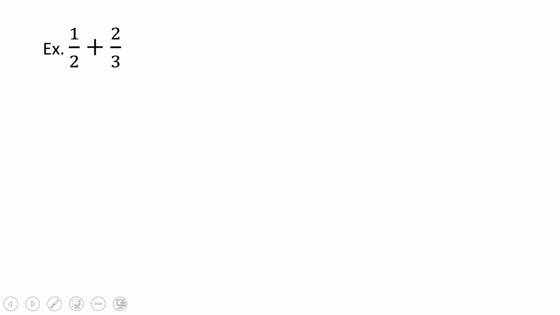Let's have another example. Here we have 1/2, or some people call it 1 over 2, plus 2/3, or some people call it 2 over 3. So first of all, step 1, find the LCD. In this case, your LCD should be starting with 3. So can 2 go into 3? No. So we move on to 6. Can 2 go into 6? Yes. So your LCD is 6. So your denominators are 6 and 6.